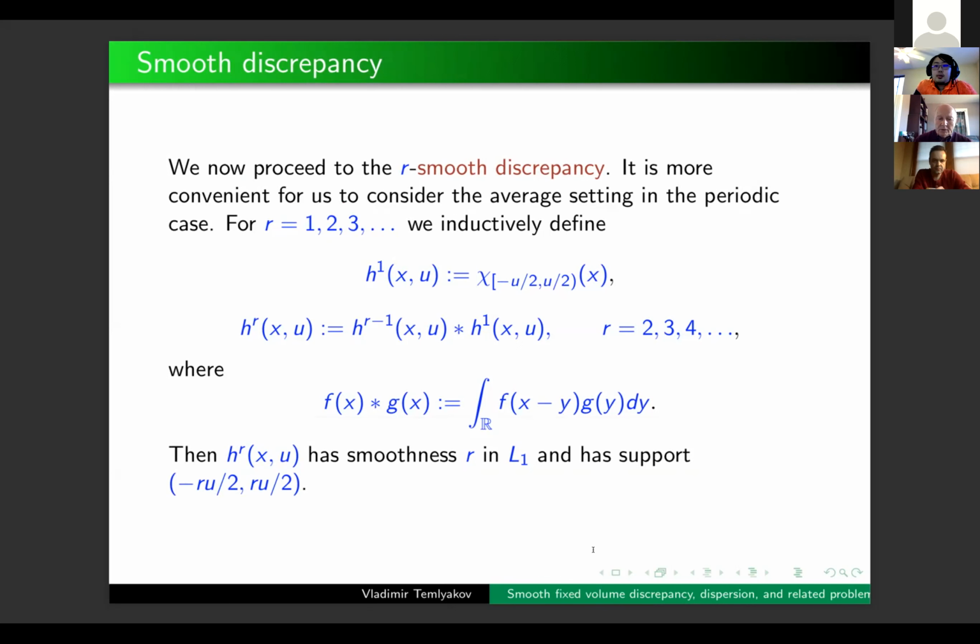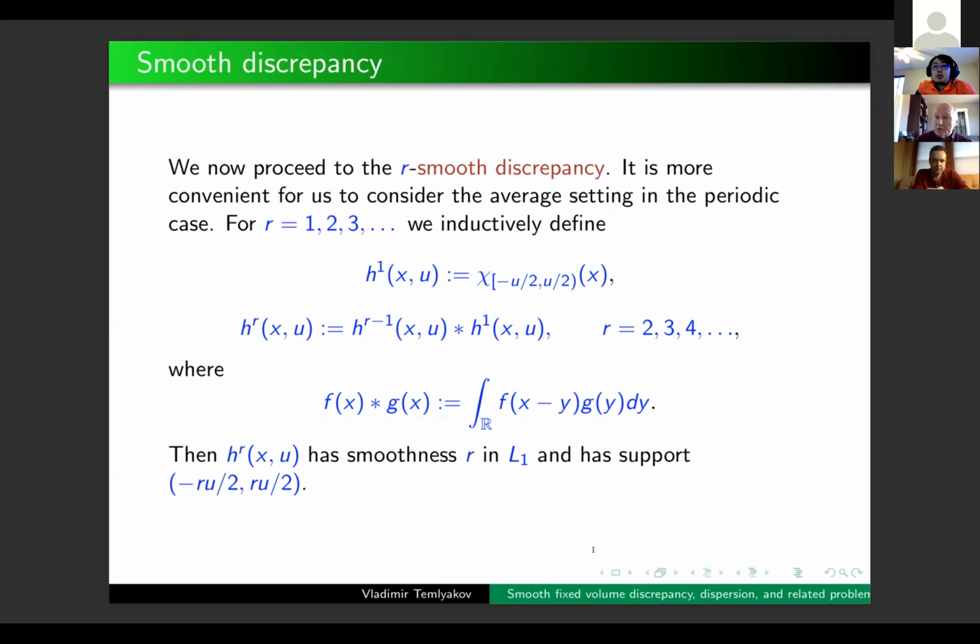It turned out that for our applications, it is important that we consider different smoothnesses, because, for instance, we understood, and it's kind of easy to understand, that the discrepancy, or for us even more important, the fixed volume discrepancy, is closely connected with dispersion. And in order to get some results for dispersion, it is sufficient to get the corresponding results for this fixed volume R smooth discrepancy for any R, doesn't matter.